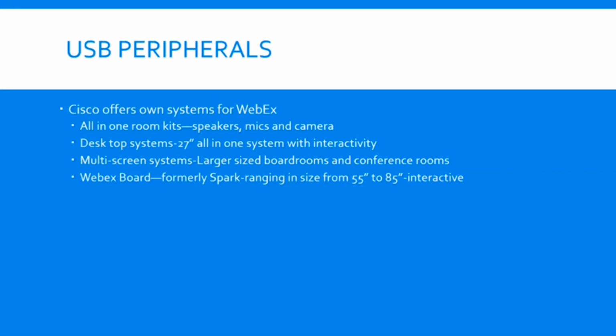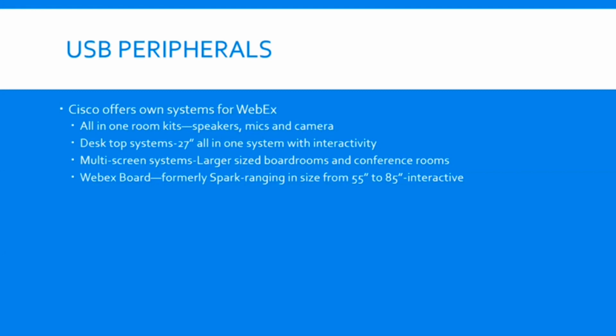For those people that are really doing conference calls from their cubicle or their office, there is a peripheral that's a desktop system. It comes with a 27-inch diagonal monitor that is interactive as well, and that also has a built-in camera and the speakers and microphone.